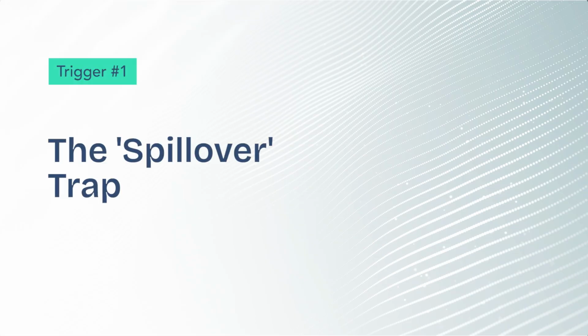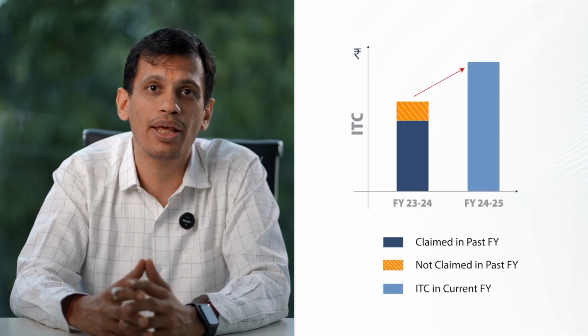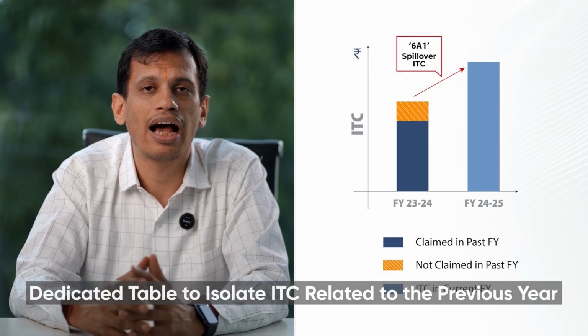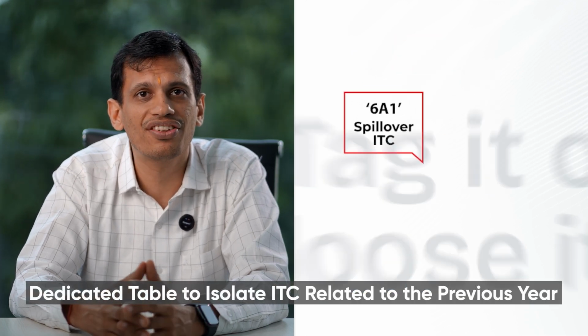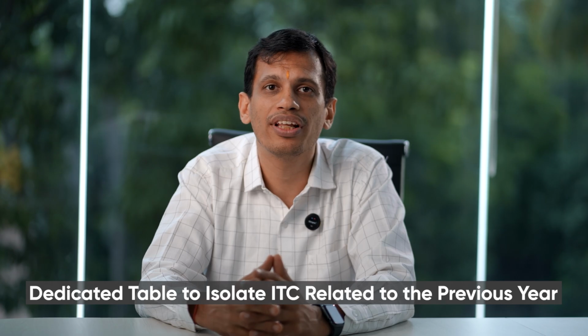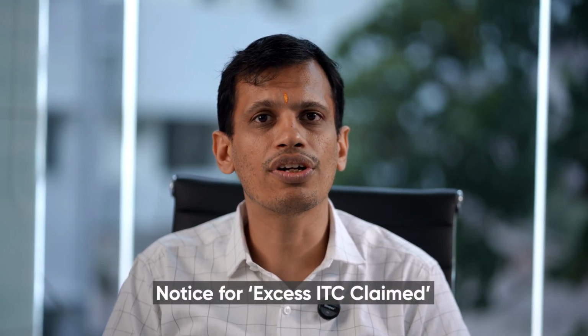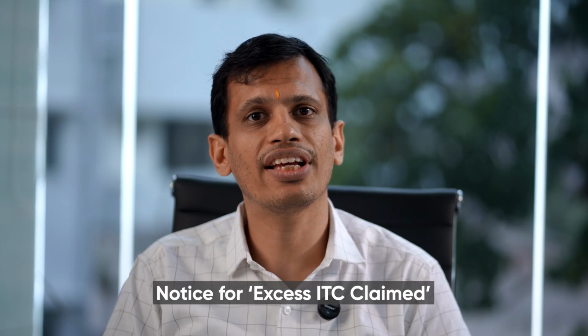1. The spillover trap. For the first time, there is a dedicated table to isolate ITC pertaining to the previous year but claimed during the current year. So, why does this matter? Because it ensures you do not claim an excess ITC. If you get this allocation wrong, you are inviting a notice for excess ITC claimed.